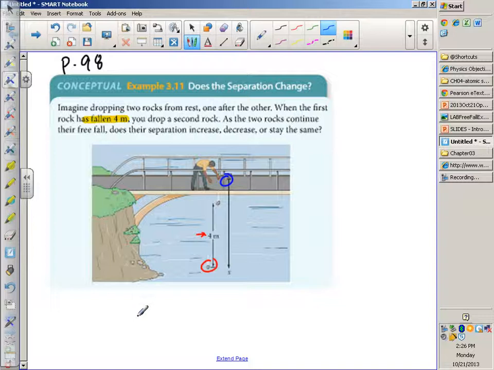So what it wants you to know is, after you drop the second rock, after you drop blue, will they stay 4 meters apart as they fall towards the water? Will they end up more than 4 meters apart? Or will blue catch up to red and they end up less than 4 meters apart? Okay. So they either stay the same 4 meters as they fall to the ground, they get farther apart, or they get closer together.